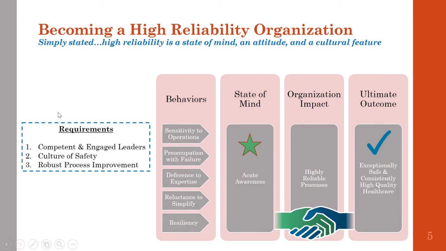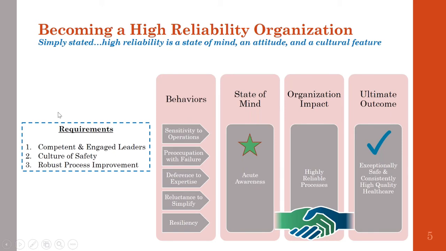And there are 3 requirements to high reliability, as you'll see in the blue box here. One is having competent and engaged leaders. And those are two separate things that we're asking of leaders. You can be very engaged but not so competent. And so these are those willing people but are not able. And you can also be able but not willing, and we want both. We want willing and able leaders. We want a culture of safety, and we want robust process improvement. And when those three requirements are in place, we can start to push the organization to actually behave differently.